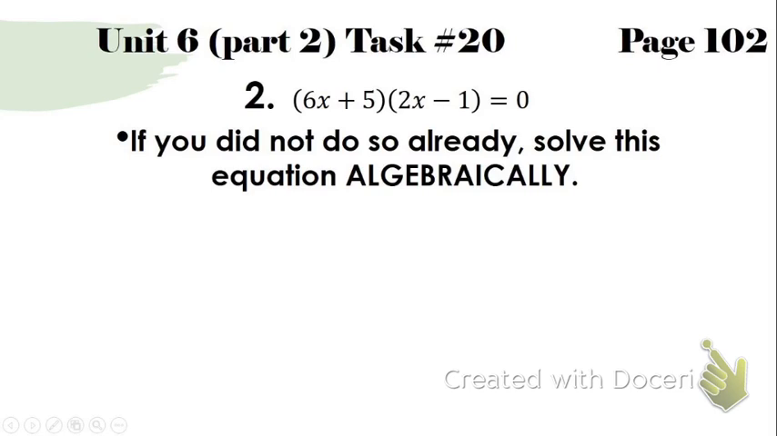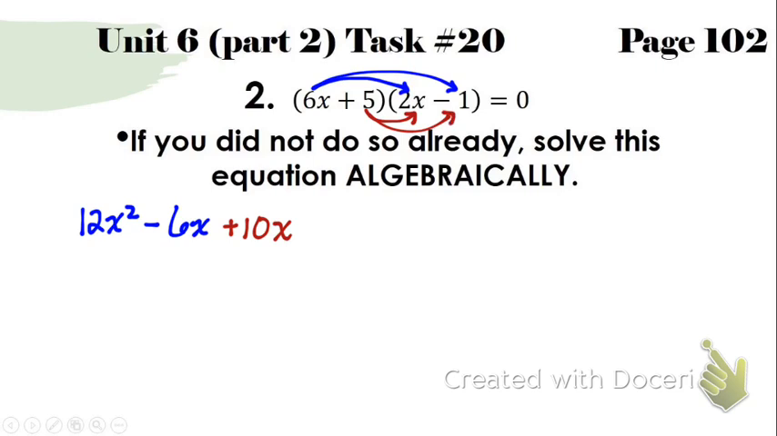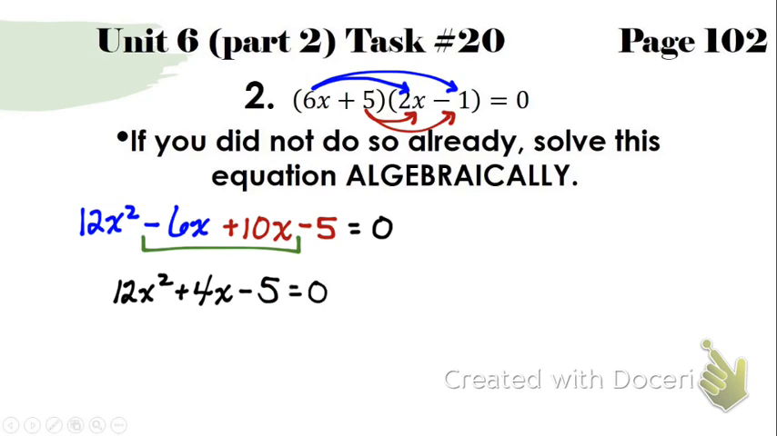What about this guy? Just maybe. Okay. So let's do that. What would it give me when I distribute the 6x? 12x squared minus 6x plus 10x minus 5 equals what? Equals 0. Do we have any like terms? Okay. So I'd have 12x squared plus 4x minus 5 equals 0.